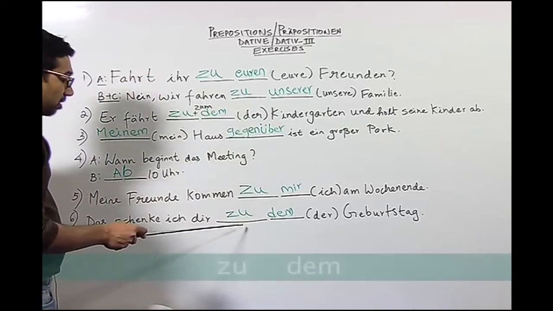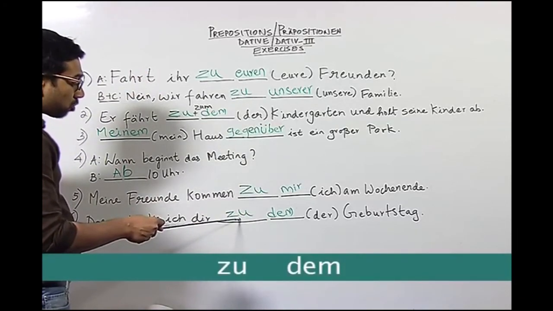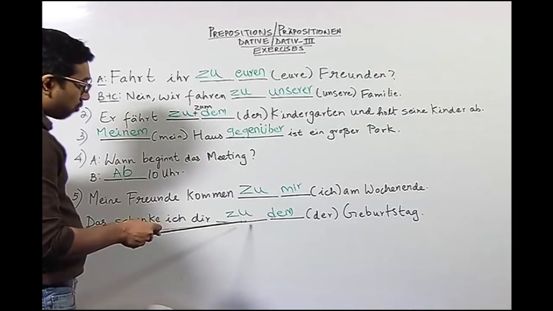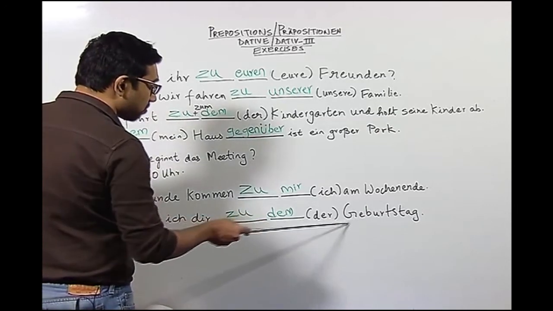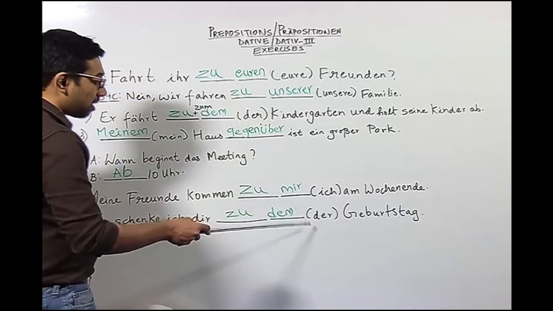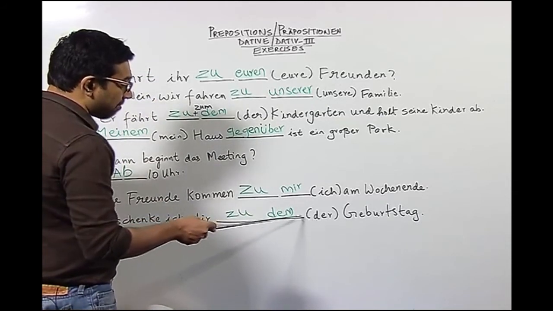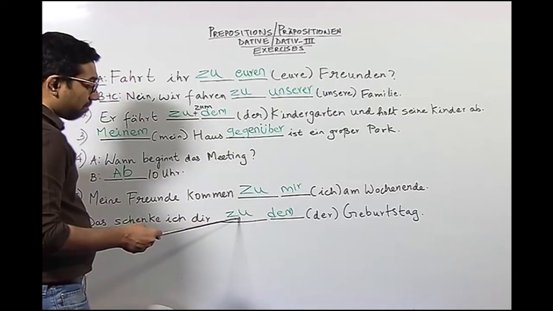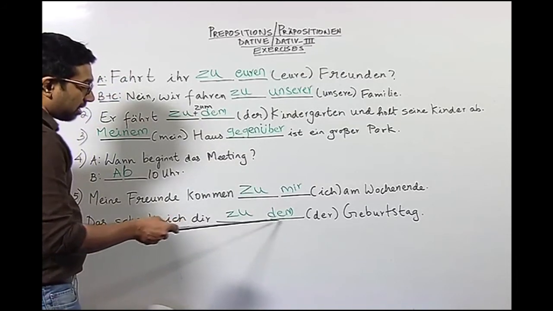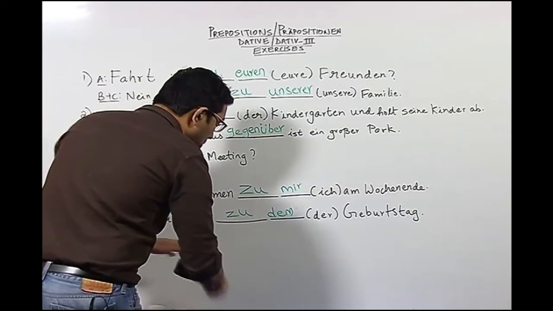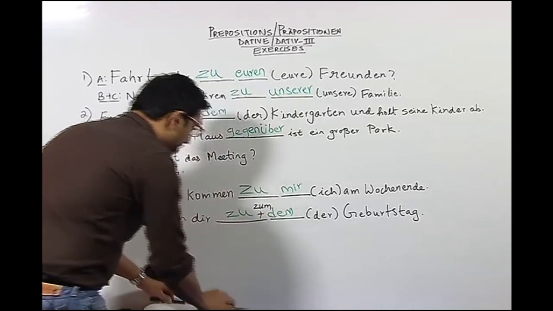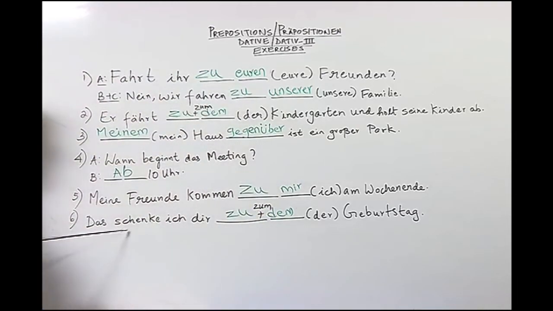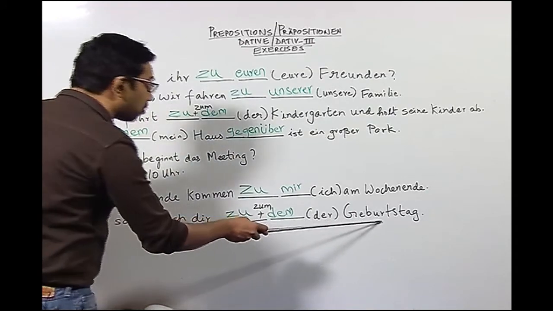Now in sentence number 6: Das schenke ich dir zu dem Geburtstag. Here also the student understood that the preposition zu should be used not in terms of position or movement, but in terms of time. So we have the article der Geburtstag, which means the birthday, and the student correctly wrote the dative form of the article, which is dem. And you know, we can always combine the preposition and the article, zu plus dem, and make it into zum. So we can also say this sentence as: Das schenke ich dir zum Geburtstag.